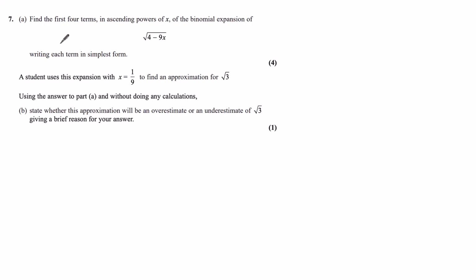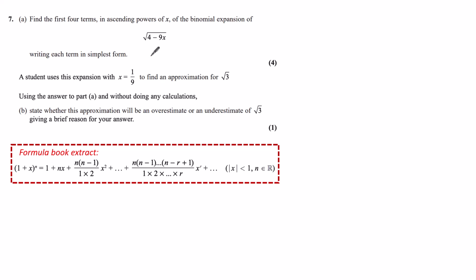Question 7. Find the first 4 terms in ascending powers of x of the binomial expansion of the square root of 4 minus 9x, writing each term in its simplest form. Okay, so firstly, this is a binomial expansion.